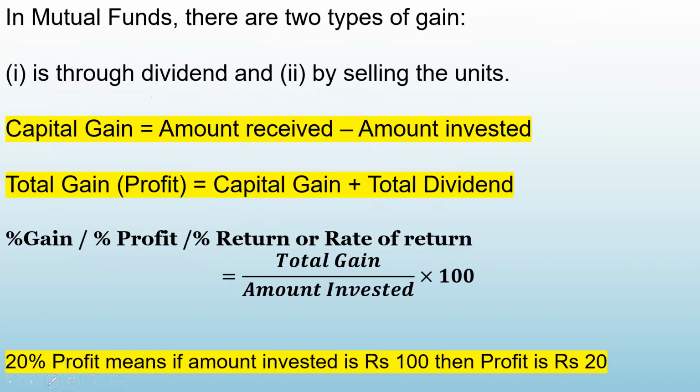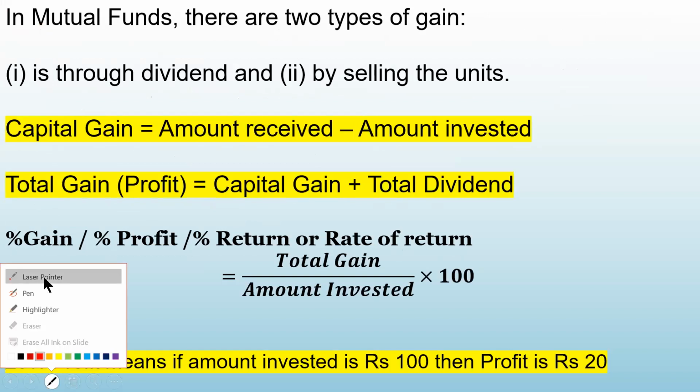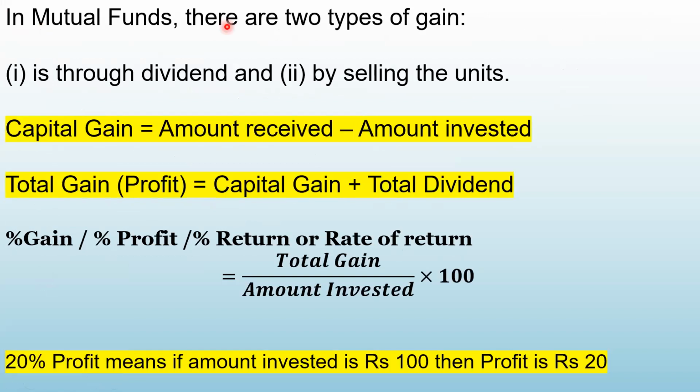So in mutual funds, there are two types of gains, like in shares. दो तरह से गेन होता है, एक होता है डिविडेंड के थ्रू और दूसरा होता है when you sell your units. Normally जब NAV कम होता है तो people purchase the units, और जब NAV बढ़ जाता है, increase होता है, तो they redeem their units और this way they earn the profit. Okay. So in mutual funds there are two types of gain. First one is through dividend and the other one is by selling the units.